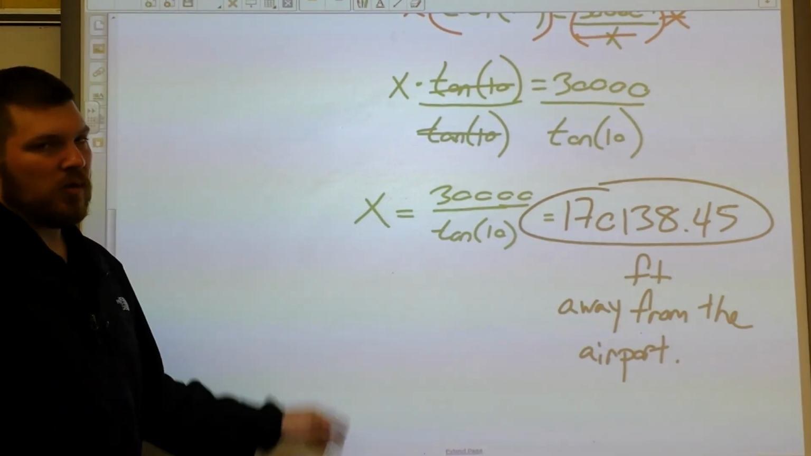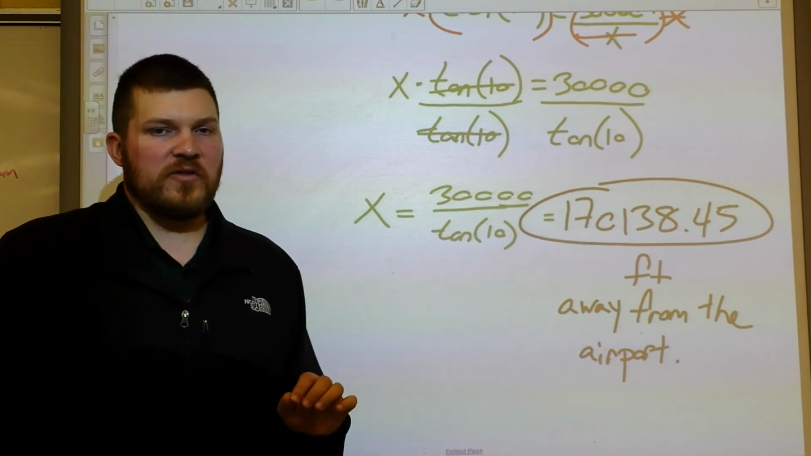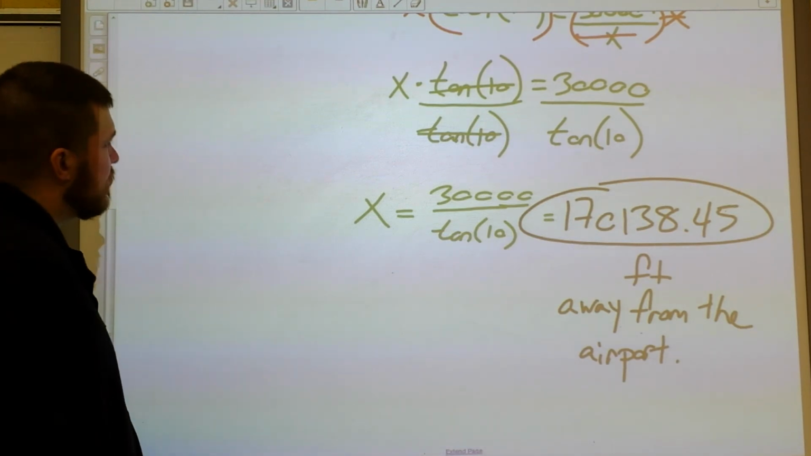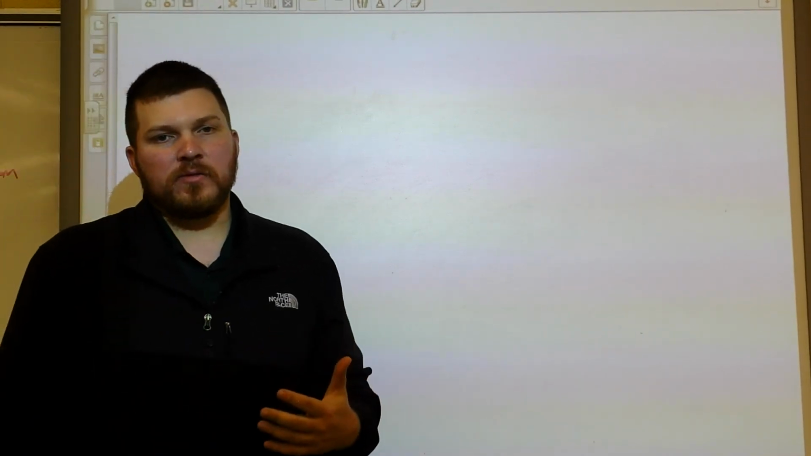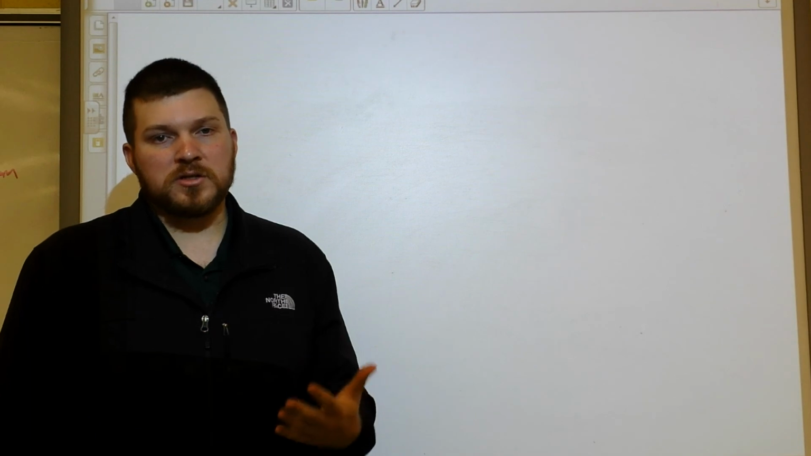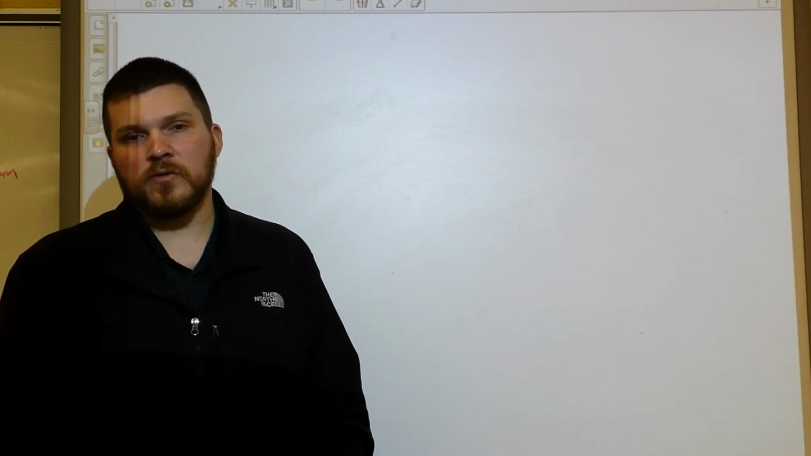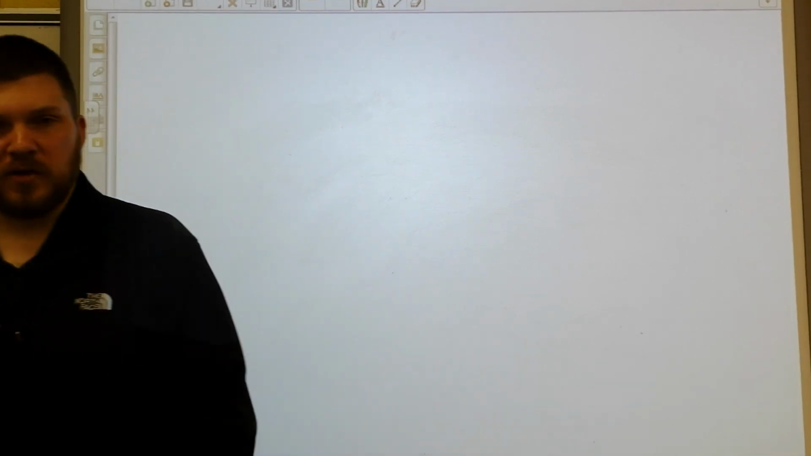So the airplane's still pretty far away, but it needs a lot of room to descend safely and land safely so it doesn't crash and hurt anybody. Again, right triangles can be used to model lots of different real-world situations, so always start off by drawing a picture, label your picture with what you know, and from there it's not too hard. Just a little bit of algebra. Let me know if you have questions.